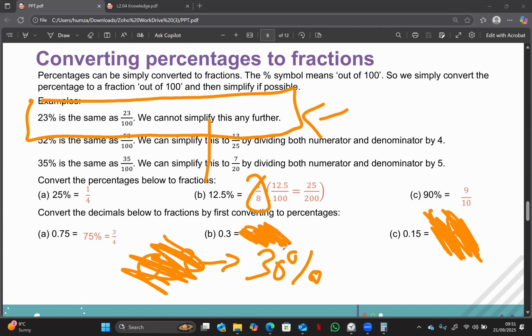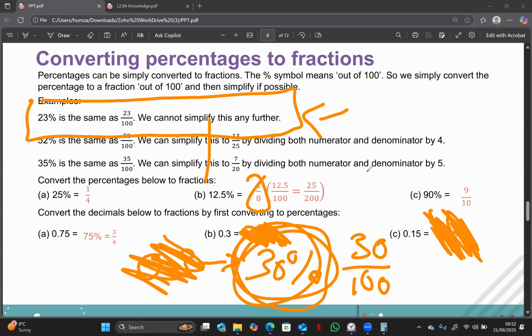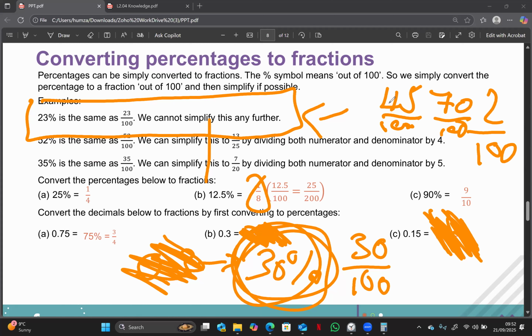30 over 100. Remember, guys, whatever number is there, if it's 45, if it's 70, if it's 2, always put it over 100. Whenever you see this percent sign, just remember it means over 100. Is that cool? So it will be 3 over 10.